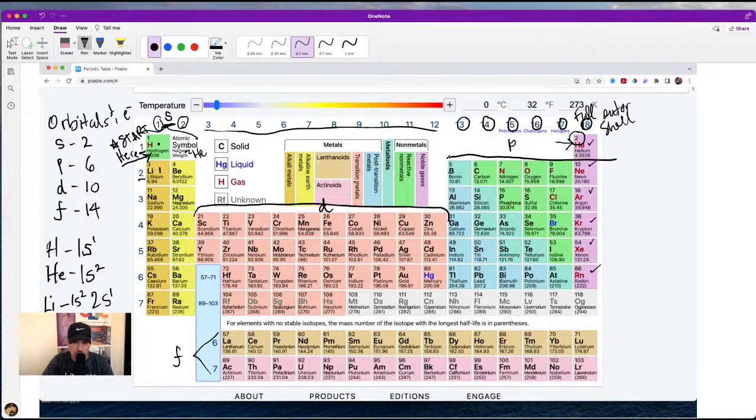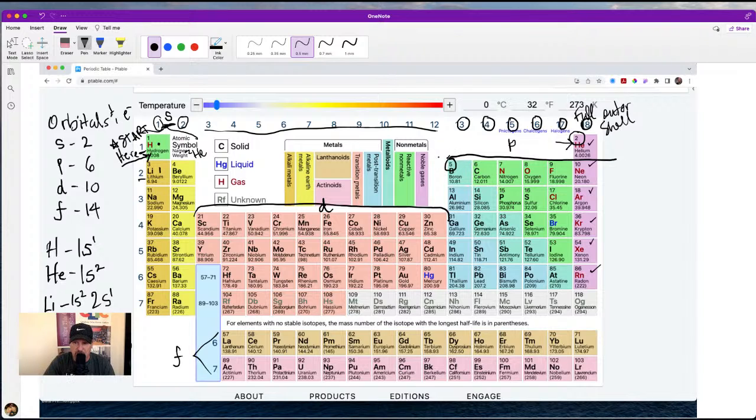Okay, so now jump across the pond. Boron would be 1s2, 2s2, second energy level still, p orbital, and how many electrons? 1 in the p orbital. So 2p1. Now here's where I want to point something out.